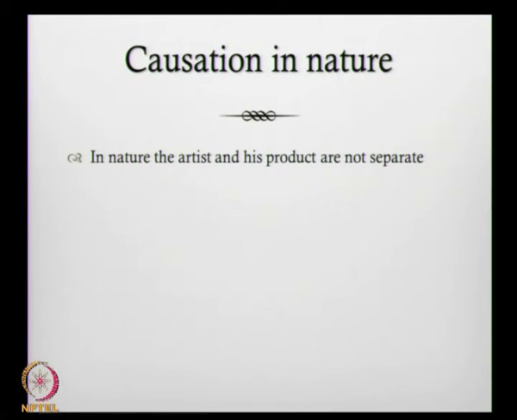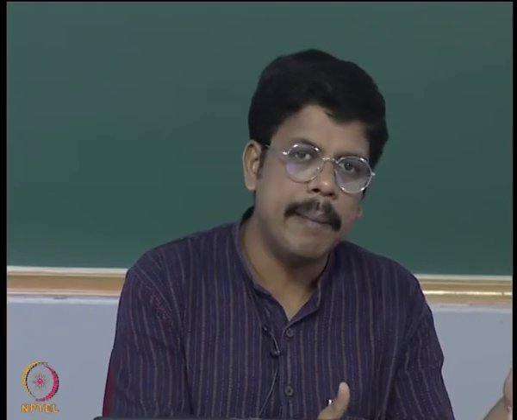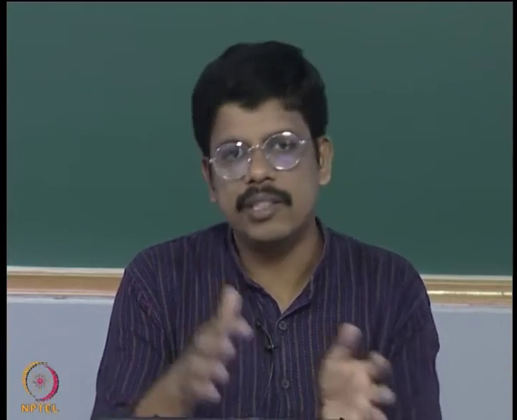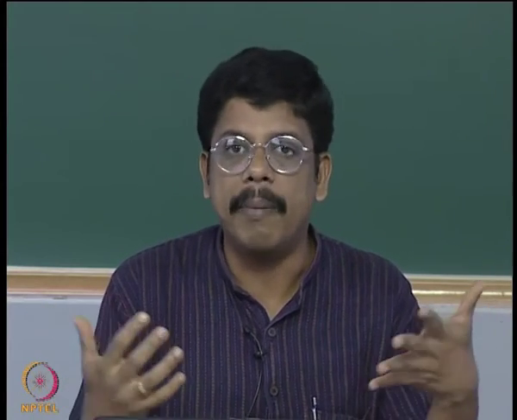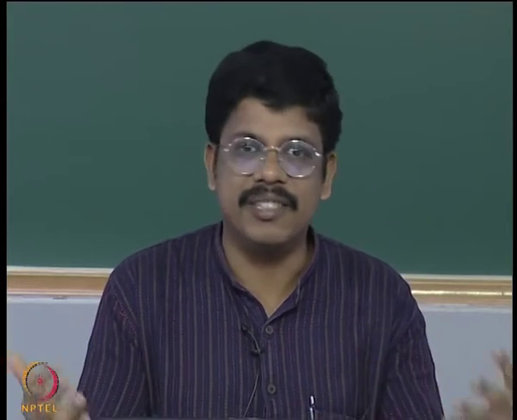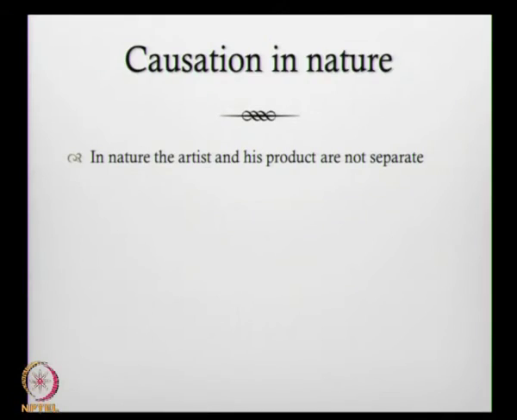I have taken the example of a statue, which is an artificial process done by a human being. Aristotle does not stop there, he applies the principle of causation to the natural world as well. What happens when you apply the theory of causation in nature to understand its workings? In nature the artist and his product are not separate. This is what makes nature different. Nature itself is the artist, and nature itself is the product. They are not actually separate.